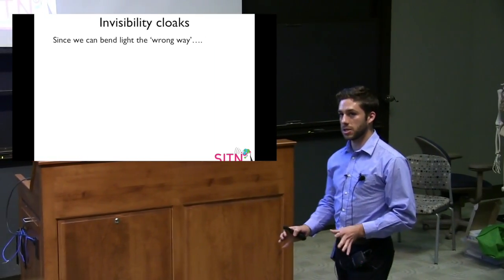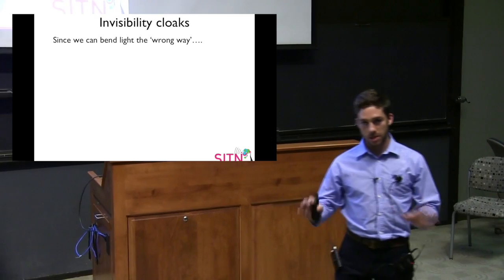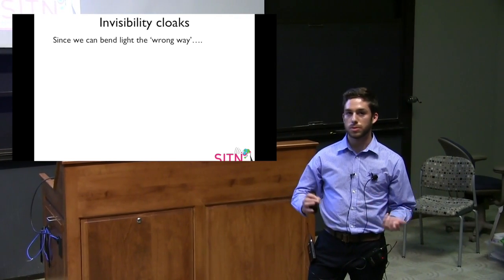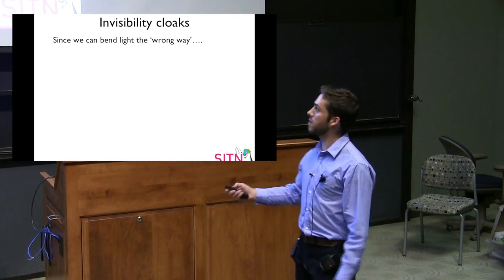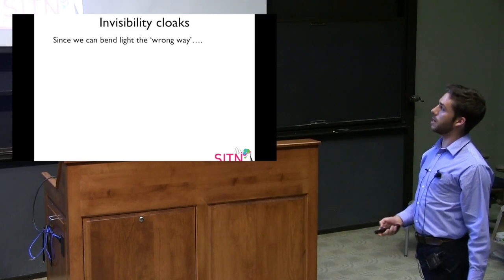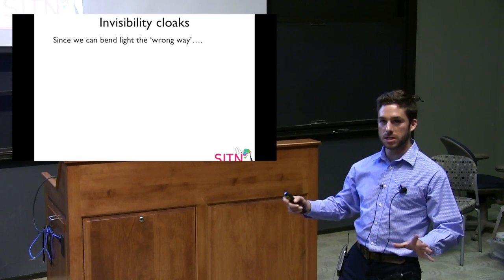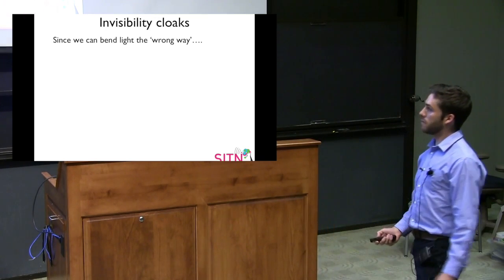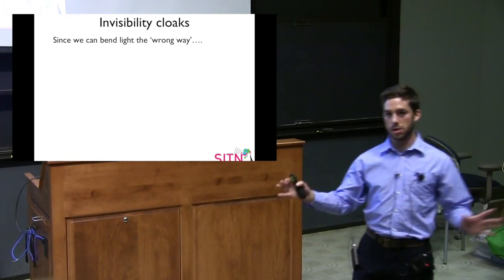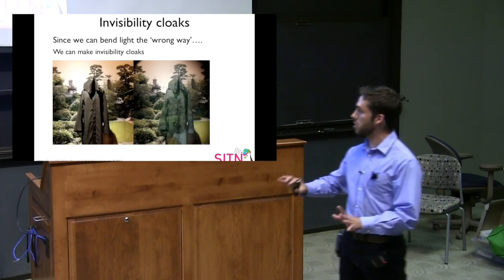In terms of technologies, so this has all sort of been really interesting and cool pure science, but in terms of technology, because we can bend light in the wrong way, we can start to move to more, say, science fiction or fantasy type applications. For example, we can move to making invisibility cloaks, popularized by a certain wizard.